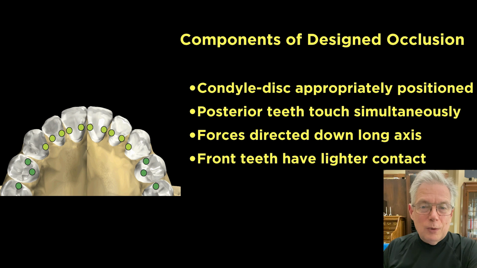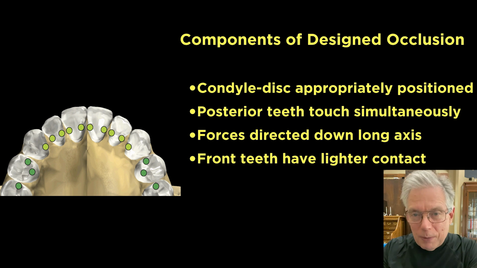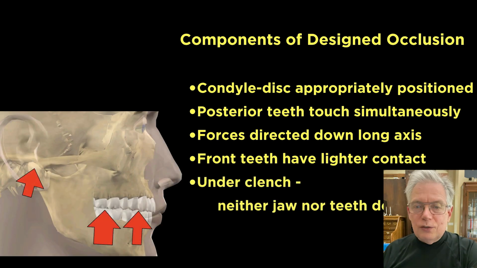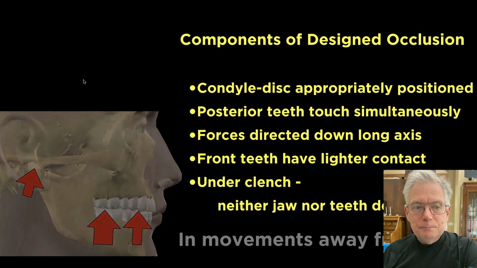I just found that when I was doing equilibrations on people who asked me to do them, a lot of them came back and said, I'm banging my front teeth. And when I took a rubber wheel and polished some of those contacts a little, they said, oh, that feels better. There was a little bit of freedom there. I found they liked that, so I add that to my list. Under clench, neither jaw nor teeth deflect. So once you apply force, your jaw doesn't have to move to make the teeth fit together better, and no tooth has to move to make that happen.